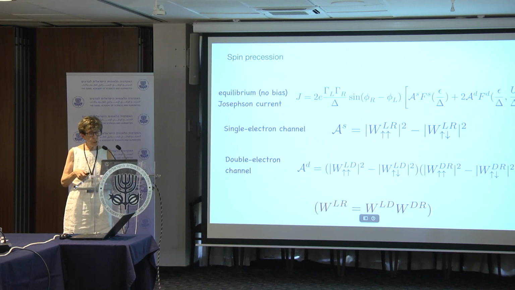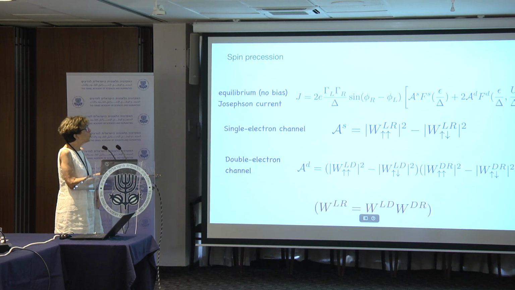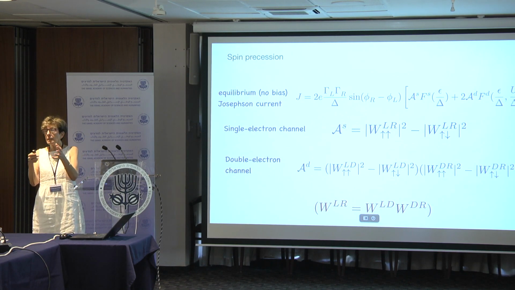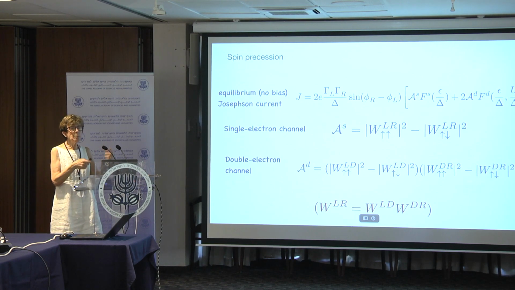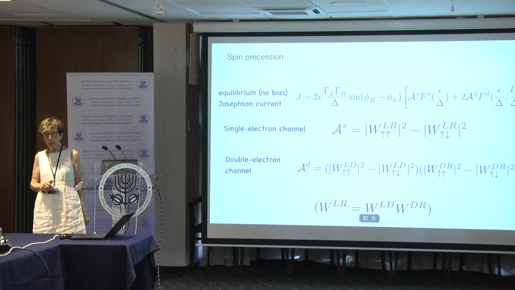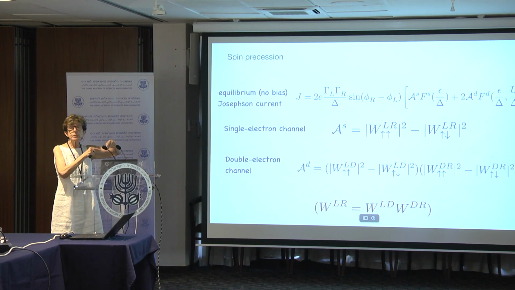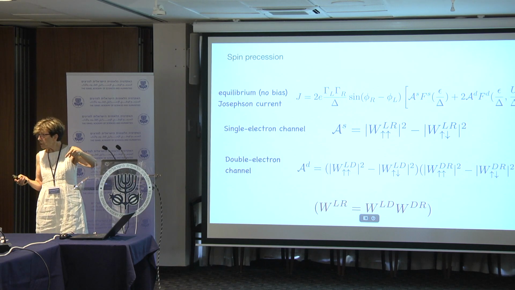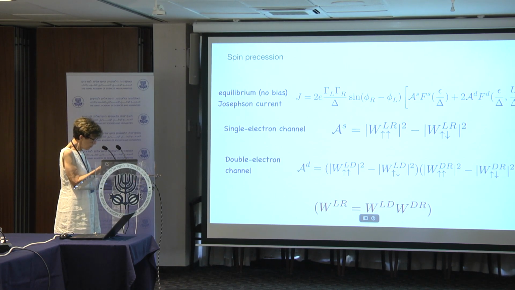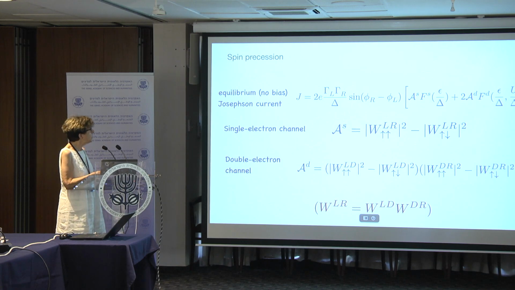So the spin precession can be described in this formula as coming from two contributions. There is the single electron contribution, which is not affected by the Coulomb interaction. And by single electron contribution, I mean that the electrons go through the junction one by one. First one comes, goes out, and then the second one. And that's the result I showed you before. But if it so happens that the second electron comes in before the first one left the junction, then they suffer from Coulomb interaction, and this is called the double electron channel, and this is the name we invented, and it depends on the Coulomb energy, which is here noted by U.